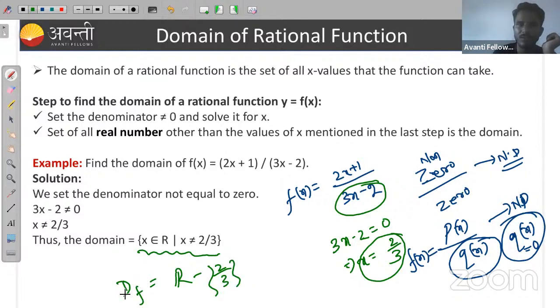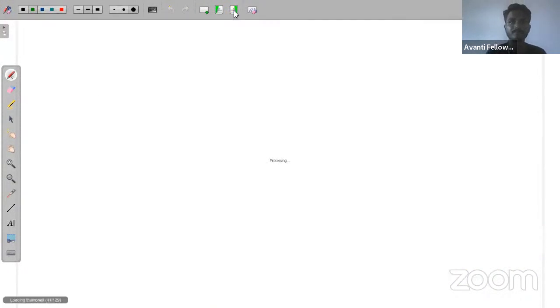Generally people write in short form as D with a subscript f, so that it represents the domain of it. So R minus 2 by 3. I hope this is clear. For any rational function, now you can easily find the domain of it.